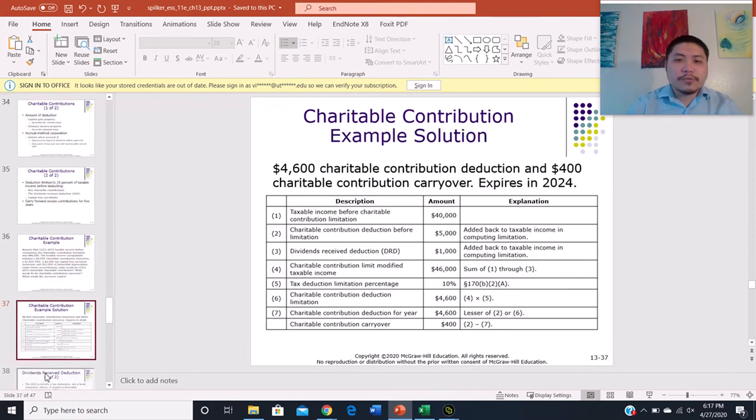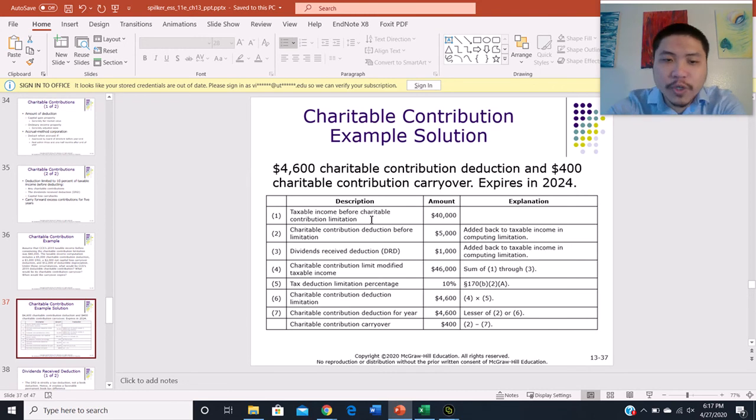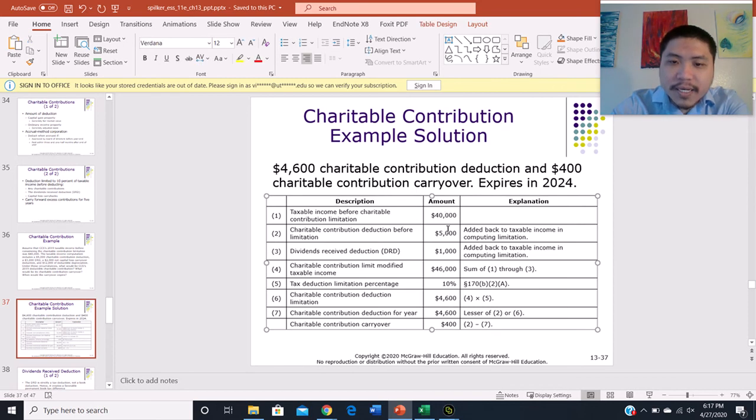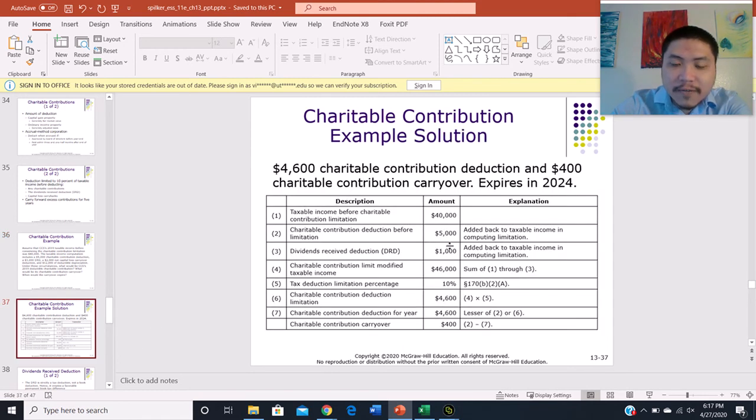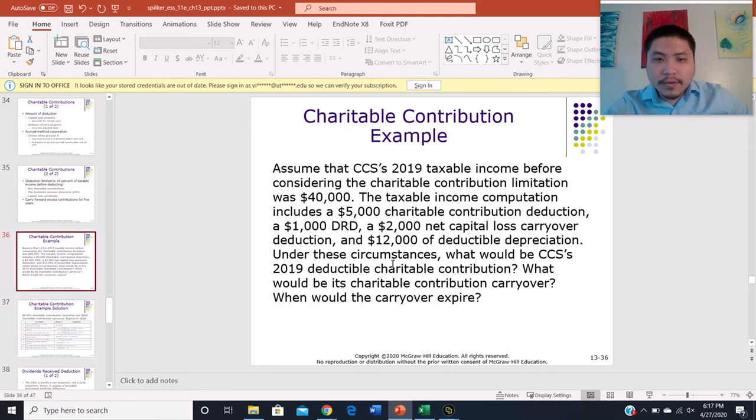So let's look at this. We start with the taxable income before considering the limitation, which is $40,000. Then we have to add back the charitable contribution, because this $40,000 already includes the $5,000 of charitable contribution deduction. So we have to add back the $5,000, and we also have to add back the $1,000 of dividend received deduction, right?